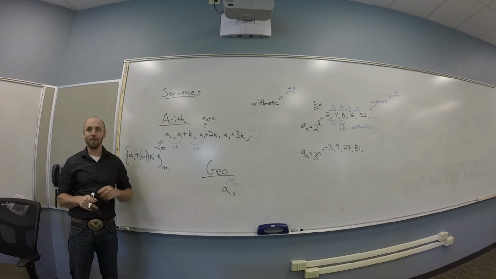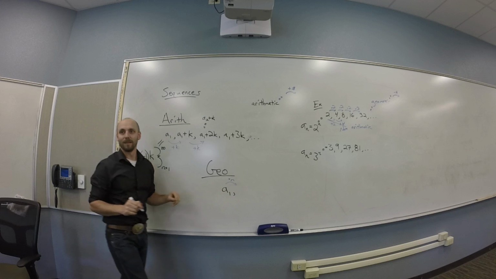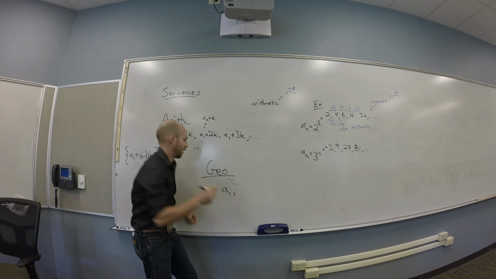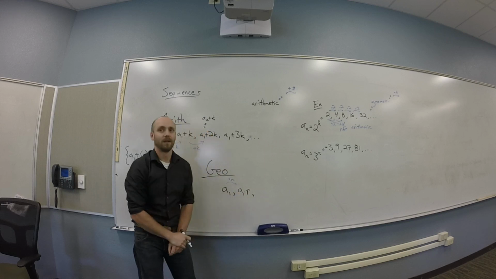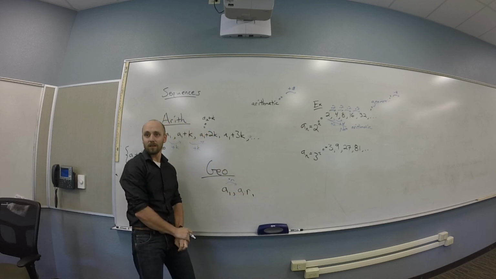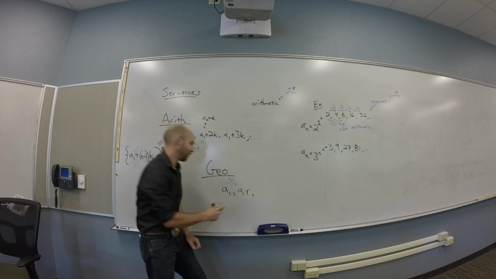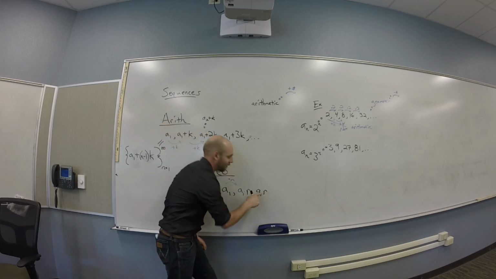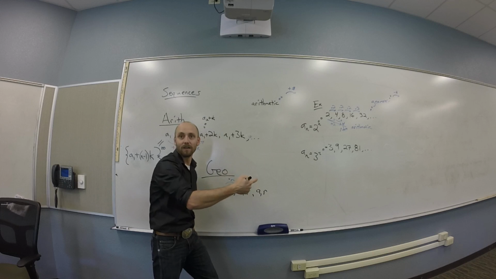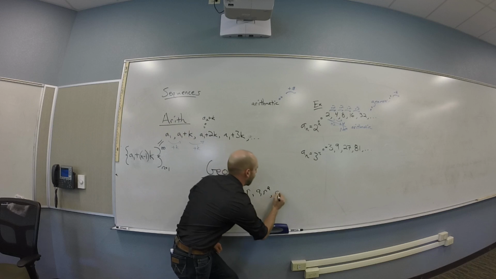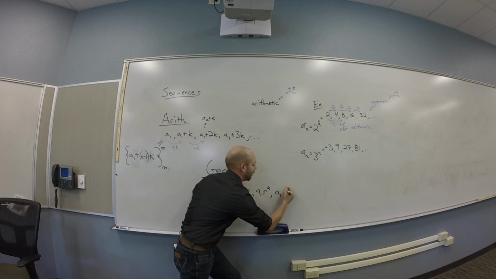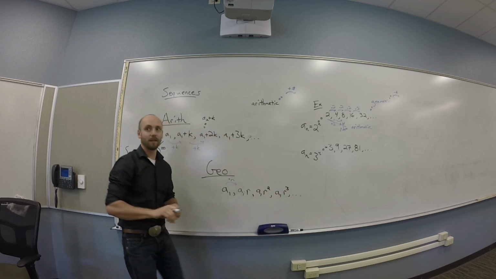Okay, so if I multiply by r, what's my next term? R. Okay. So I'm going to write that as a1 times r. What's your next one? No, r squared. There you go. a1 r squared. Right? It should be a1 r times r. So you get a1 r squared. And the next one should be a1 r cubed. Good. And so forth, right?